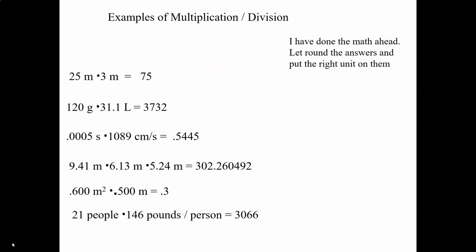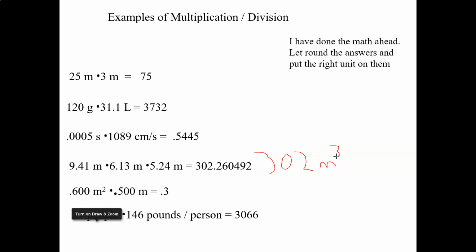The fourth example, each of those numbers has 3 sig figs, so I'm going to round my answer to 3 sig figs. So 302.26 would be 302, and that would be meters cubed.